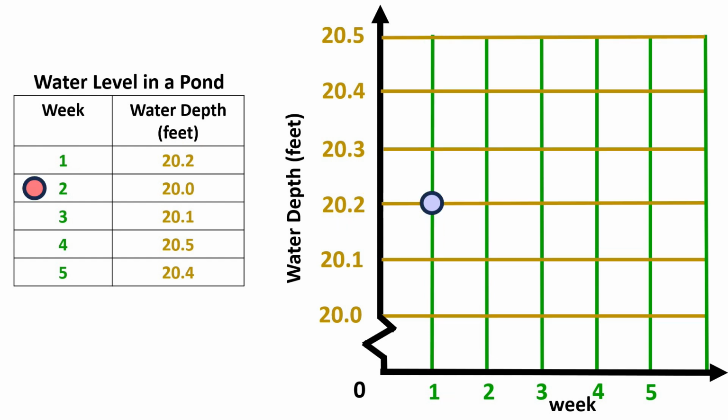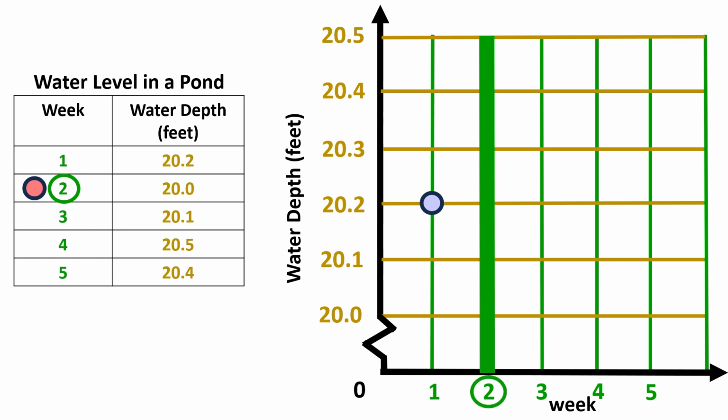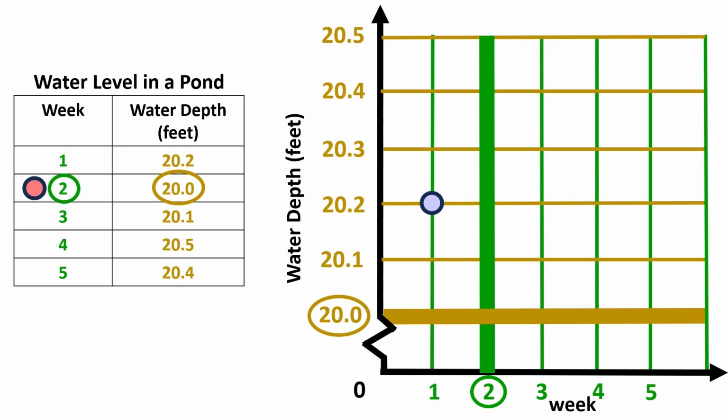Let's plot the pink point. The pink point has a week value of 2. We'll circle the number 2 on the week axis. Then, we'll highlight the entire line that has a value of 2 weeks. The pink point has a water depth value of 20.0 feet. We'll circle the number 20.0 on the water depth axis. Then, we'll highlight the entire line that has a value of 20.0. Next, we find the place where these 2 highlighted lines cross. That place is where the pink point goes.